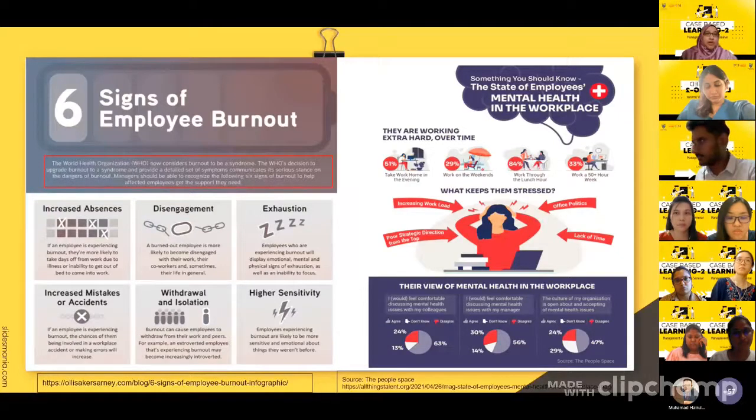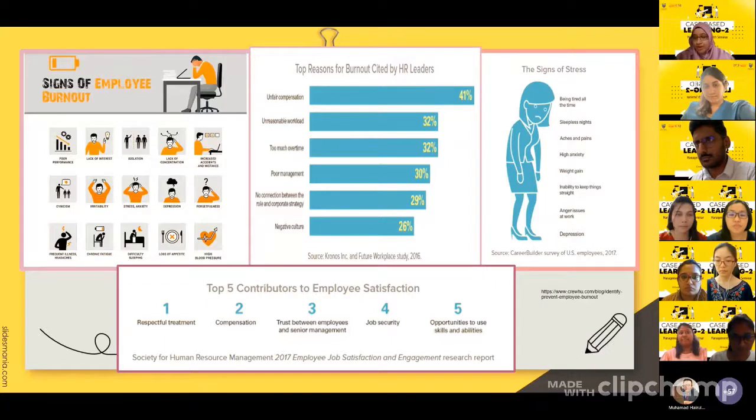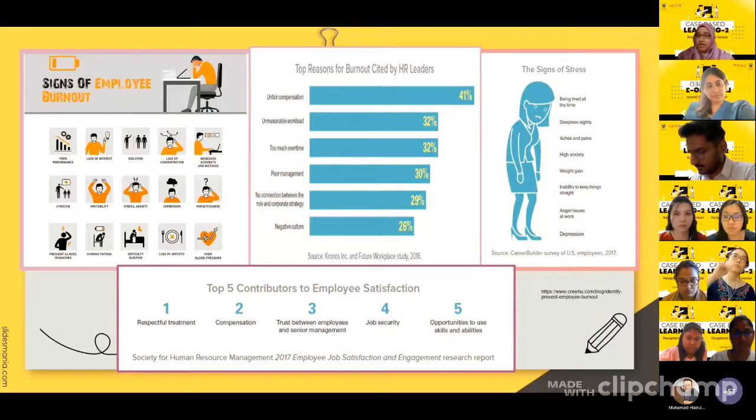In terms of signs of employee burnout that we can see from this slide, according to Kronos and also cited by HR leaders, signs of employee burnout could include poor performance, lack of interest, isolation, lack of concentration, cynicism, irritability, stress and anxiety, depression, forgetfulness, frequent illness and headaches, chronic fatigue, difficulty sleeping, loss of appetite, and also high blood pressure.